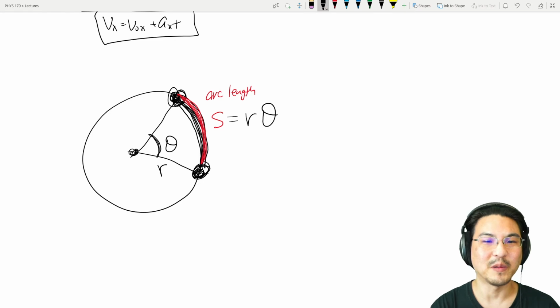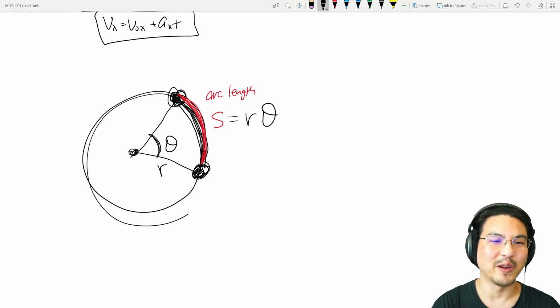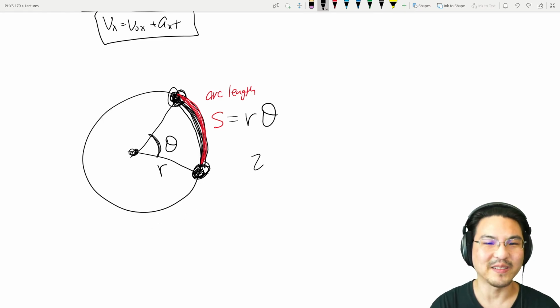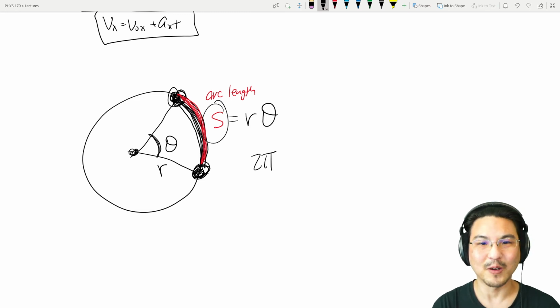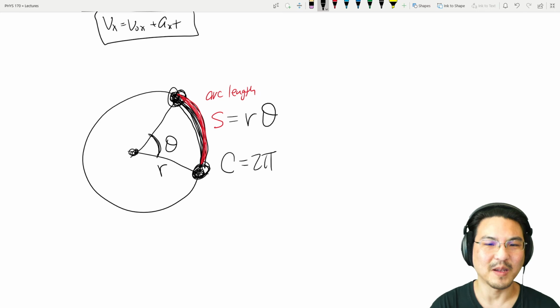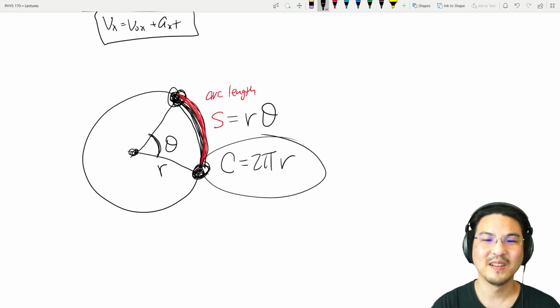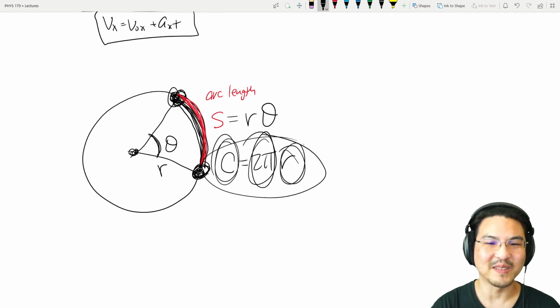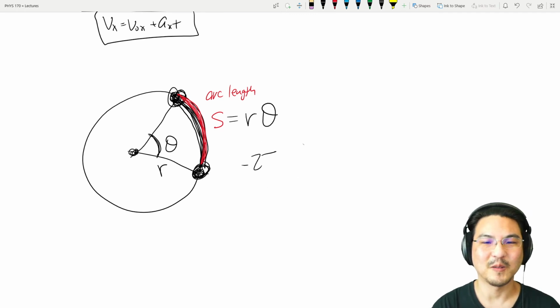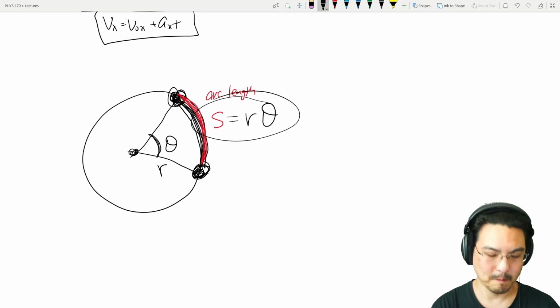Right? For example, imagine if you went all the way around the circle, 2 pi radians. Then what is the arc length? The circumference, 2 pi r. That looks familiar. This is the arc length. This is the angle. That's the radius. Okay, so maybe that's like a good mnemonic device to remember this formula.